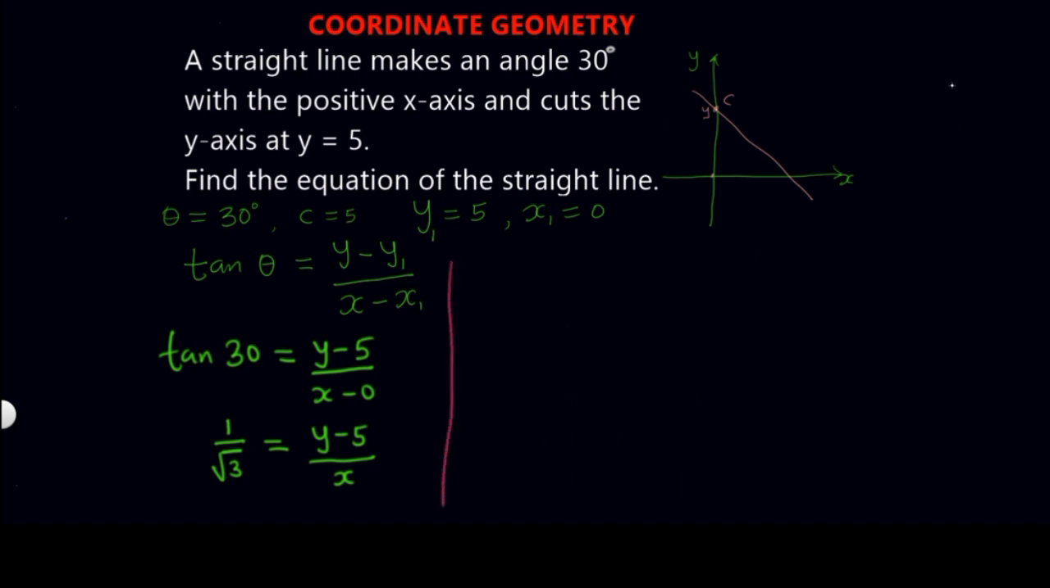If we cross multiply, we have the value x equals root 3 multiplied by y minus 5. And when we do this, x equals root 3 y minus 5 root 3.